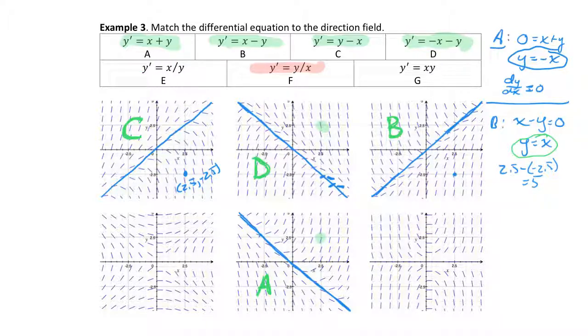Over here, on the other hand, notice what they're doing. Here, it's very steep and negative way up here, but it's getting less steep. And I think by the time we reach the x-axis, it's going to be flat. Okay? So that would mean that when y is 0, the derivative will be 0. Oh, that agrees with G. So this last one must be G, and this guy must be E.